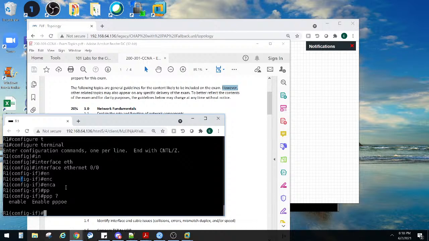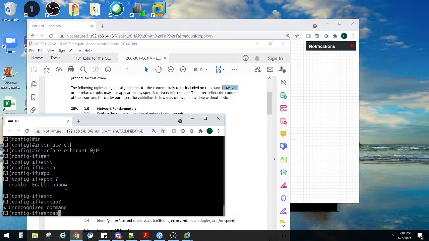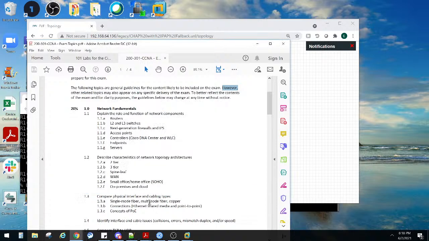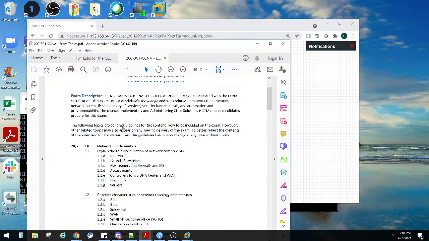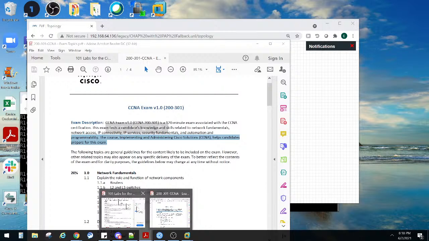So, yeah, you go to the interface, you do encapsulation, and you can't even do it. So it doesn't even support it. You see why I don't use EVE, man? Y'all want me to start up my router so I can actually configure this for you guys? Or do you want me to just move on to the next topic? Because, like I said, this is iffy. You may or may not get a question on PAP and CHAP, or in other words, point-to-point protocol, on the exam.